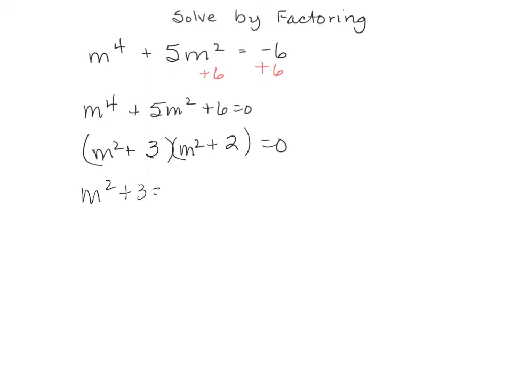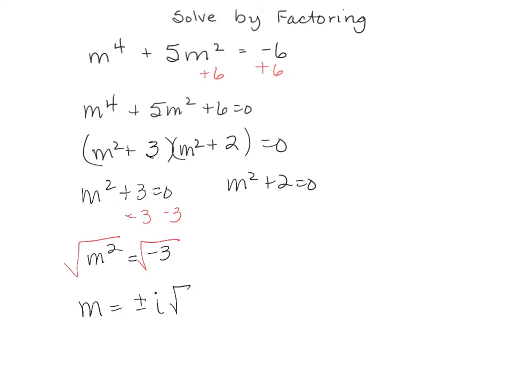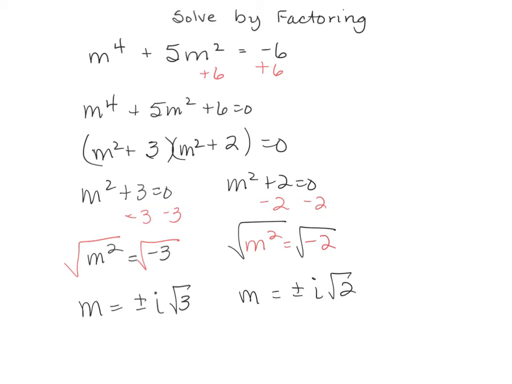Then we set each factor equal to 0. We're going to subtract 3 off of both sides here. Take the square root of both sides. And again, it's negative, so I need my i, and plus or minus has to be there because I took a square root. We're going to subtract 2 off of both sides. Whoops, oh well. Take the square root of both sides. That's going to tell me m equals plus or minus i square root of 2.